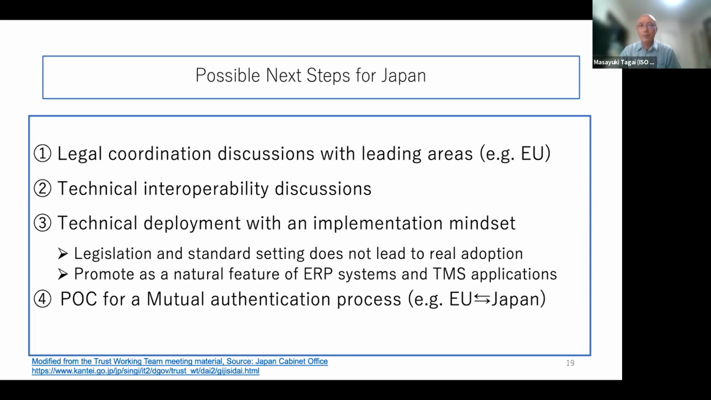But for possible next steps for Japan, we would want to kickstart the legal analysis with our EU counterparts. It has to be technically feasible. And Japan is heavily invested in the ERP and TMS community, so we want to make sure that everything works smoothly for our corporate clients and such.